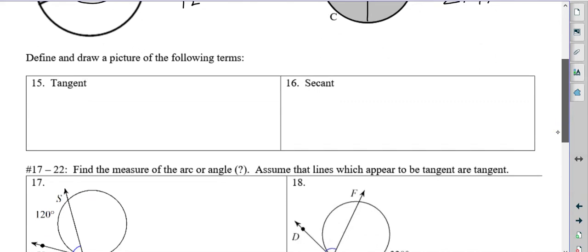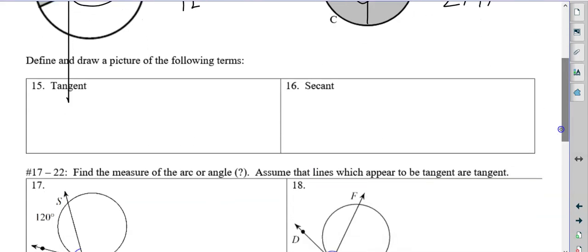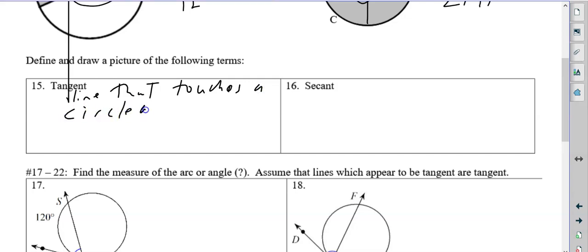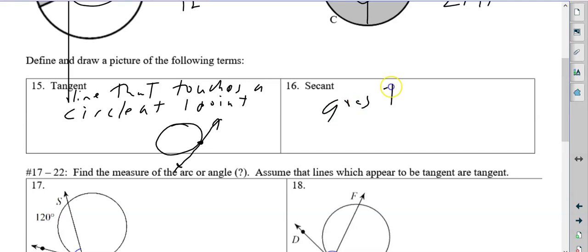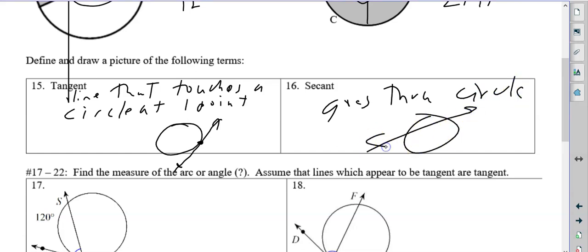Define and draw a picture of the following terms. Tangent. Okay. It is a line that touches a circle at one point, and only one point. So here you go. That's a horrible circle. And that's a horrible line because it does not even touch. So let's see if I can move it to touch. There we go. And we'll say it touches right there. Okay. And a secant goes through the circle. Like so.